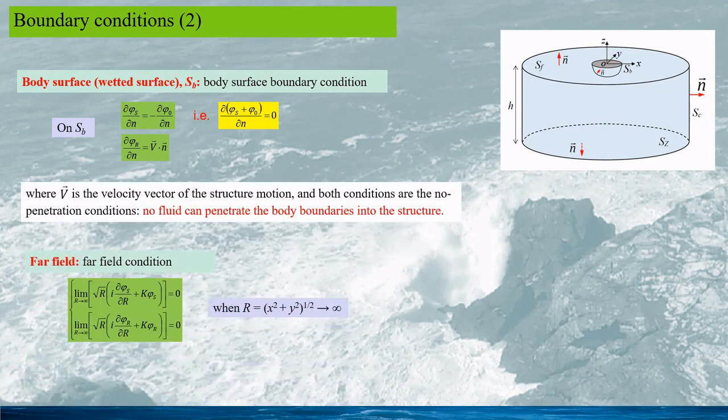The far-field conditions are given for the potential of the scattered and the radiated wave, both disturbance potentials to that of the incoming wave. These boundary conditions mean that the disturbance potentials phi s and phi r and the water particle velocities both vanish at a distance due to the conservation of mass and energy.